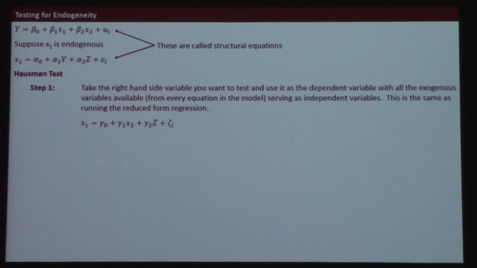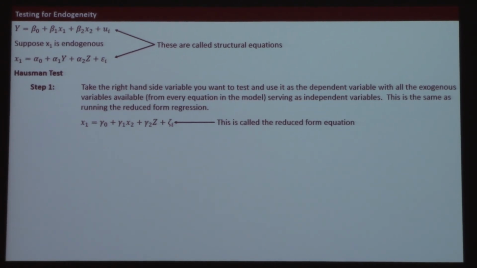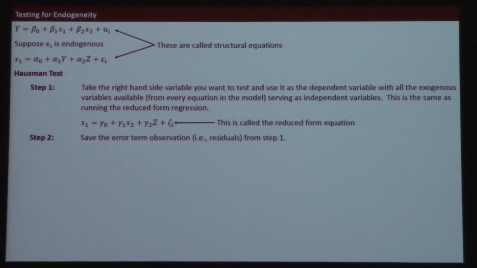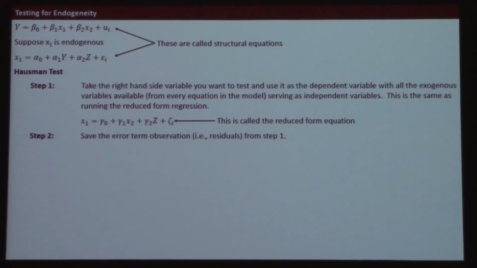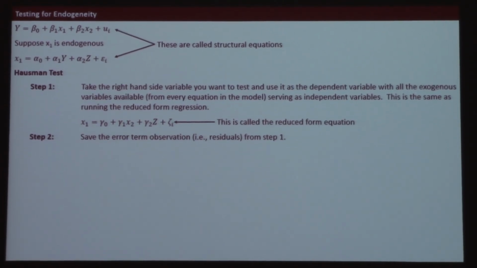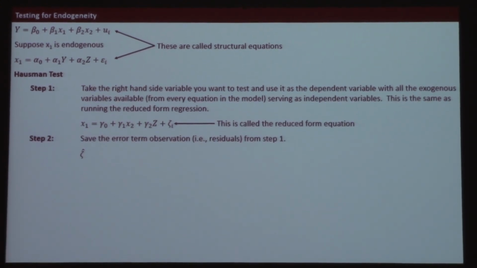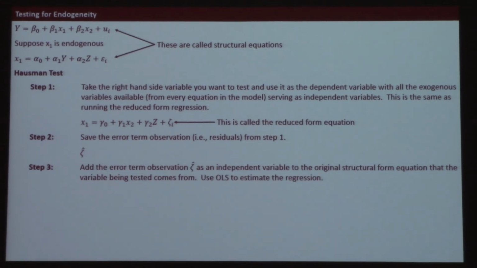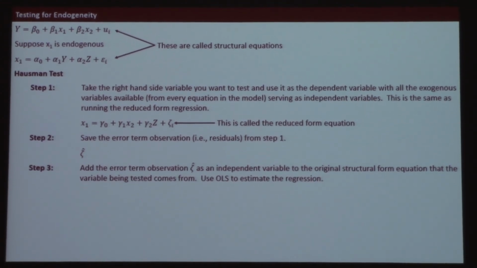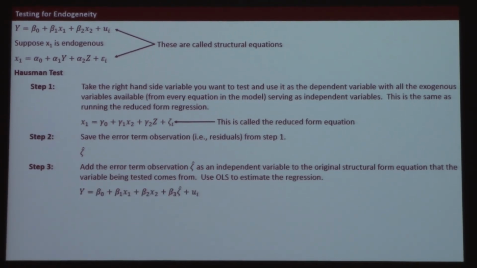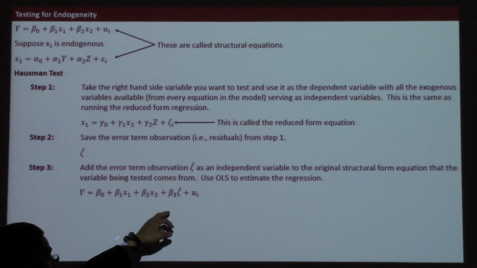Take that. This is called a reduced form equation. There's a bunch of math that goes involved with this. And save the error term. So run that regression, save the error term. Let's call that squiggly hat. So here's the error term, there's squiggly hat. Then we're going to take squiggly hat, and we're just going to throw it into our equation of interest. So here's our equation for y, right? Here's x1, here's x2, and there's squiggly hat.